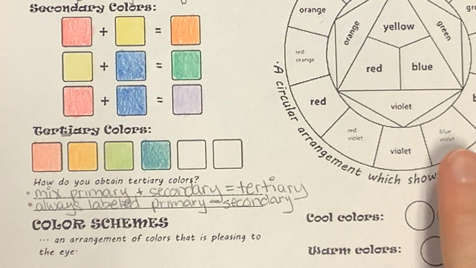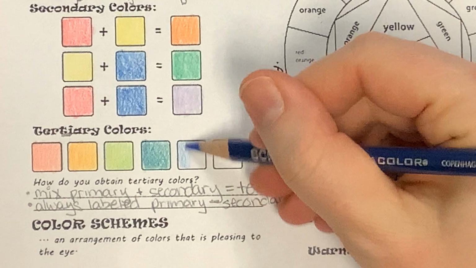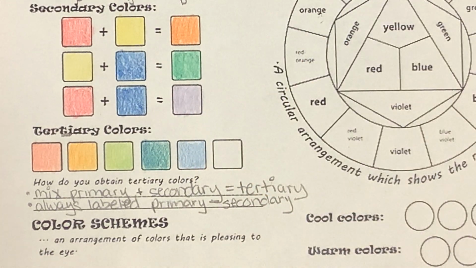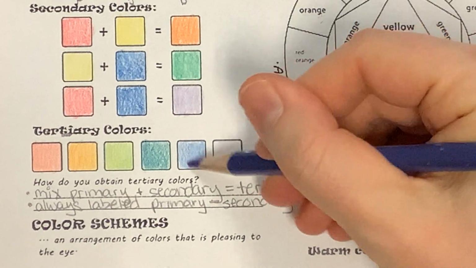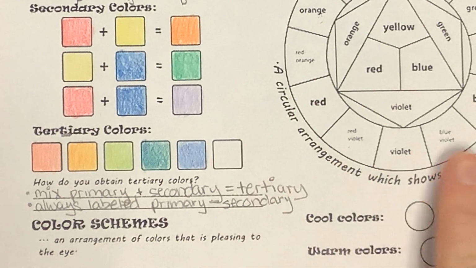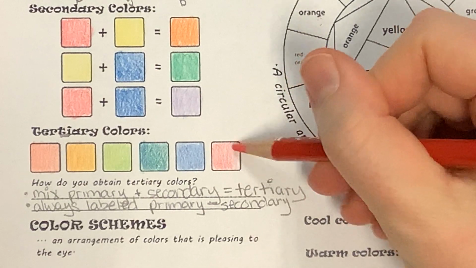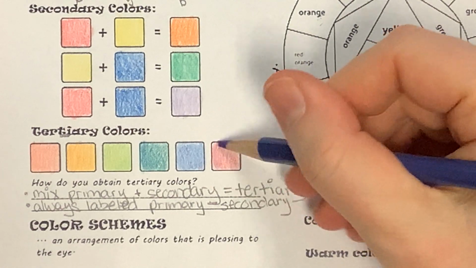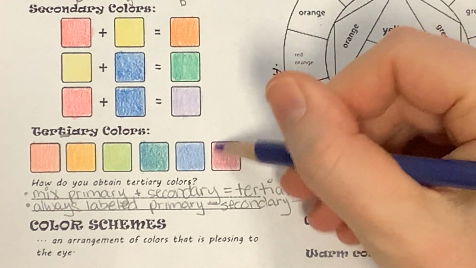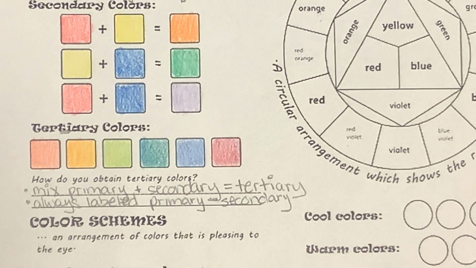Okay, then I did blue-green, so now I'm doing blue-violet. So I'm going to put blue down first again. And then we have our last one, which is red-violet. So I'm going to put red down first. And then my violet over the top. Okay, so there are my tertiary colors. Those are the colors that when you mix the primary with the secondary, you get that tertiary color.